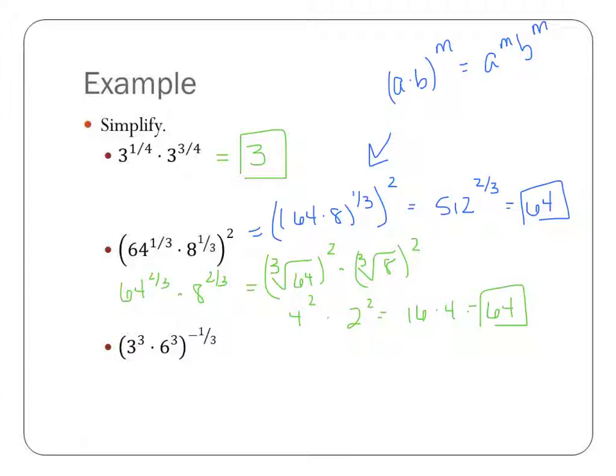Okay, so the same thing for the last one, however you want to do it, but if we go ahead and just multiply exponents, you're going to have 3 to the negative first times 6 to the negative first, which is 1 over 3 times 6 because they both go to the bottom, and we're looking at 1/18.